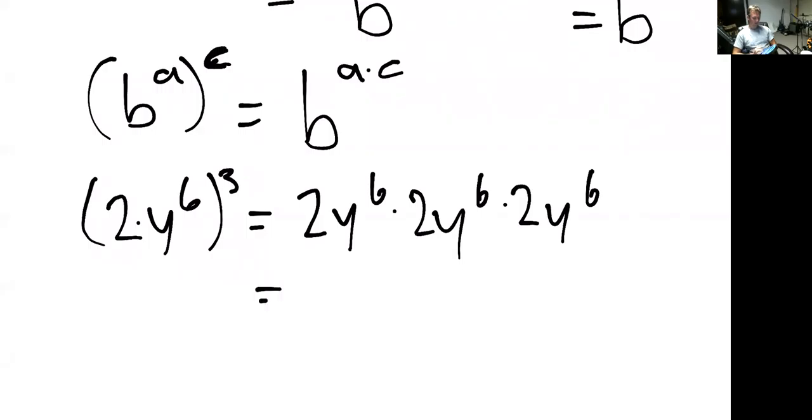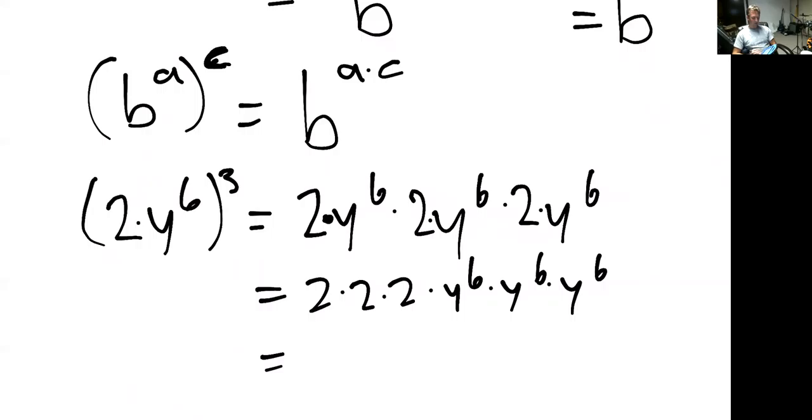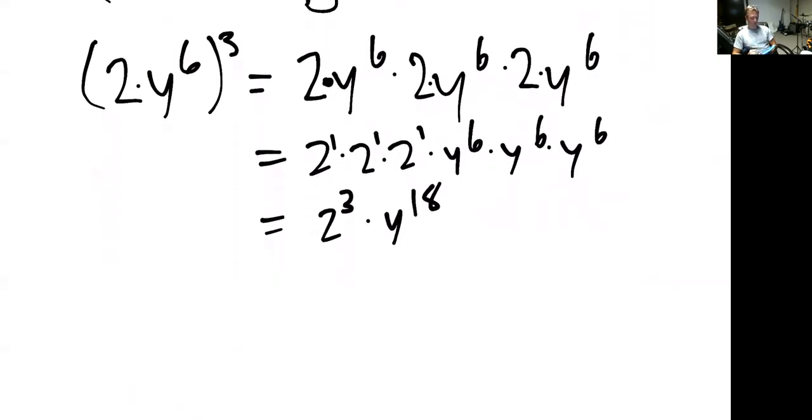Right? So we can rearrange, because there's a lot of products in here. That looks like a subtraction sign, but it's a multiplication sign. We can rearrange everything here: 2 times 2 times 2 times y to the 6th times y to the 6th times y to the 6th. And now we know what to do because we know the rule of adding powers when the bases are the same. This is 2 to the 3rd times y to the 18th. So this is one way of doing it, remembering that powers are just repeated multiplication.